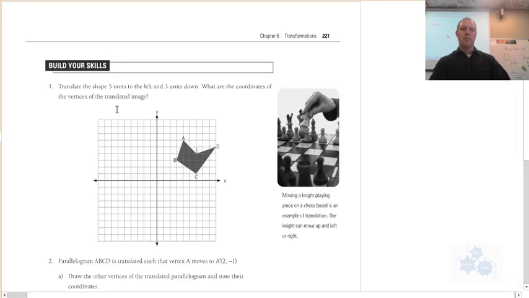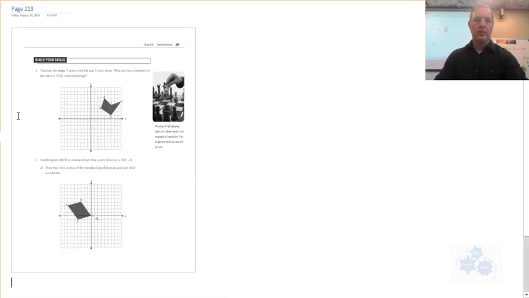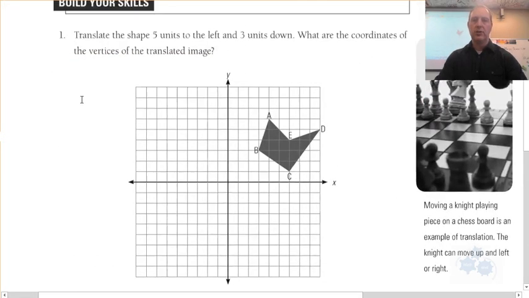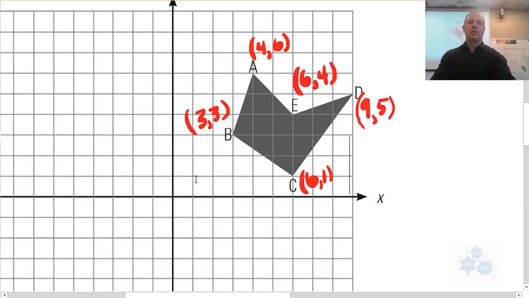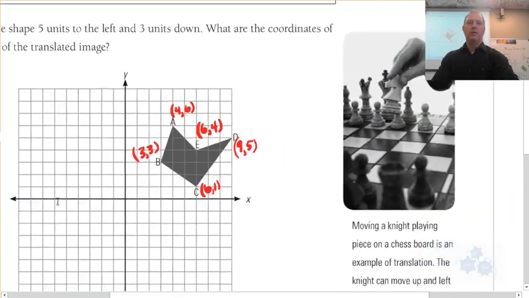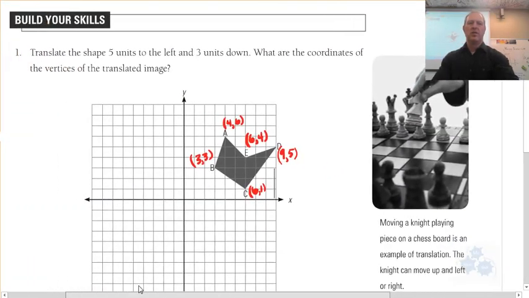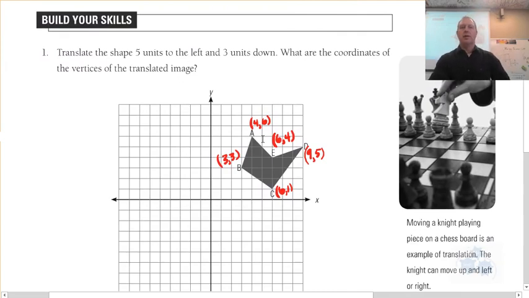Okay. So what I'm going to get you to do is some build your skills questions here. So we'll do number 1. These are the coordinates for the actual shape, and question number 1 says, translate this shape 5 units to the left and 3 down. So each point is going to go 5 to the left and 3 down, and then you put the new point that corresponds with it. So take a moment to draw the image of that.